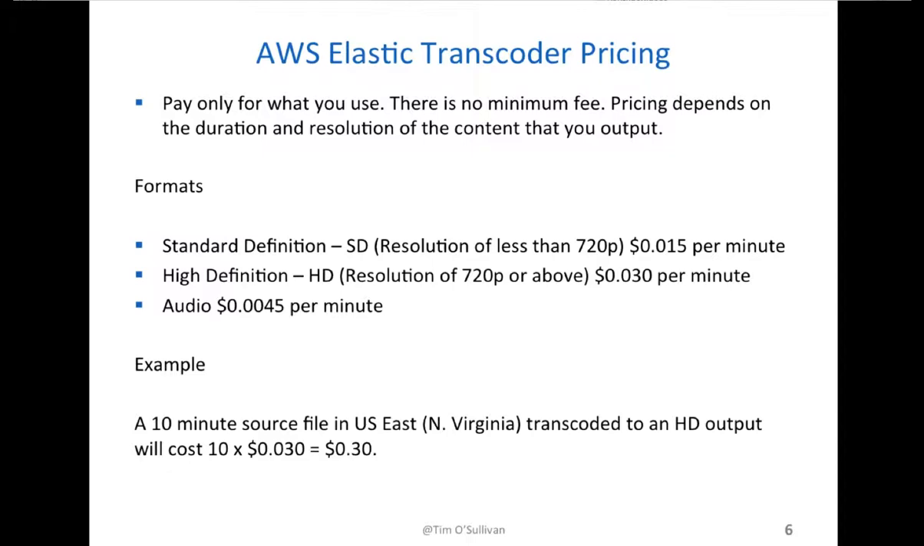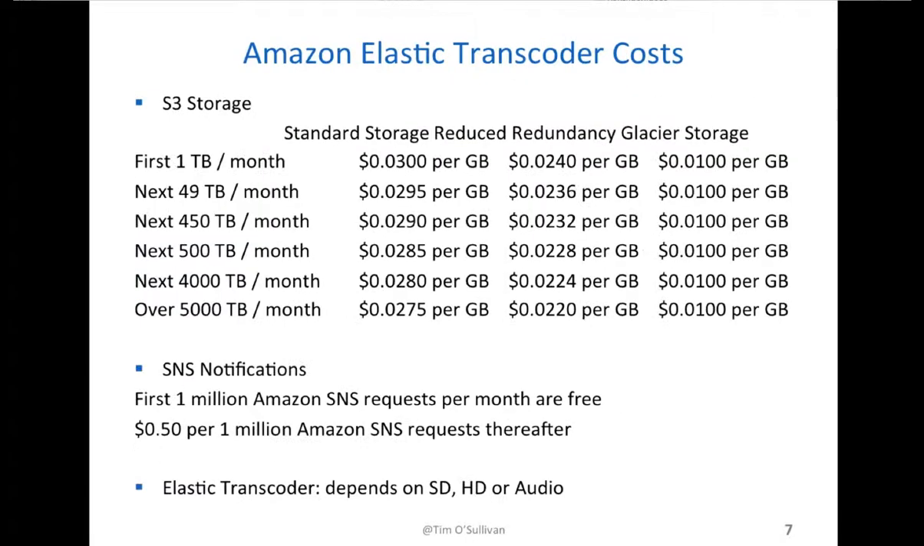Transcoding pricing. Pay for only what you use. There is no minimum fee. Pricing depends on the duration and resolution of the content you output. Standard definition costs a little over a penny per minute. High definition is 3 cents per minute. Audio is less than a penny per minute. An example would be a 10-minute video in the East to HD, which would be about 30 cents.